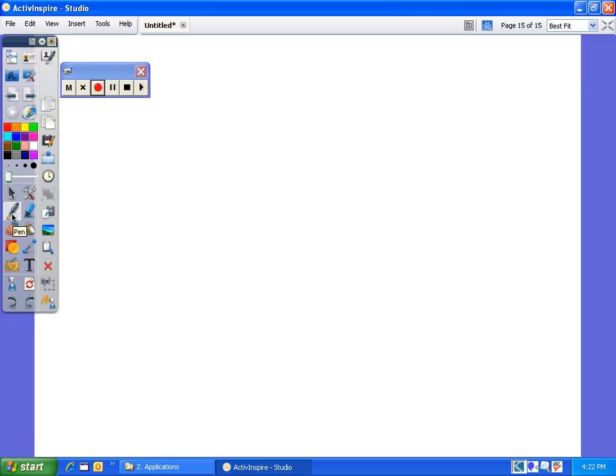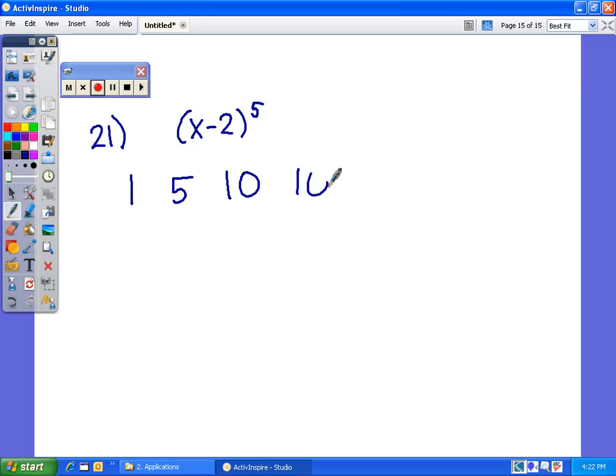Okay, 21 says, what's the fourth term of (x - 2) to the fifth? Well, let's look at (x - 2) to the fifth. That's a Pascal of 1, 5, 10, 10, 5, 1. So my fourth term, if I count down, is 1, 2, 3, 4. It's this one. So my coefficient for my fourth term is 10.